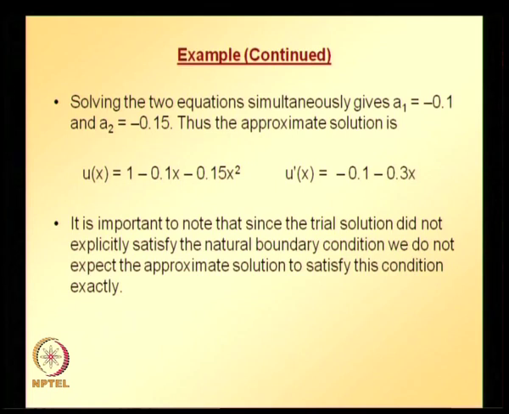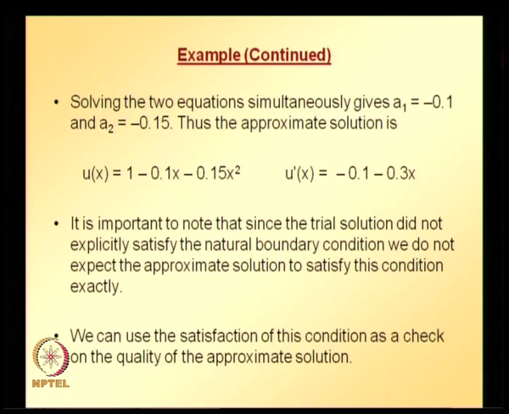Why is it so? Because the trial solution did not explicitly satisfy the natural boundary condition. Okay. So now how can we measure the solution accuracy? We can use this condition to check whether the quality of the approximate solution is good or not. So that is what is mentioned there. We can use the satisfaction of this condition, which refers to the natural boundary condition, as a check on the quality of the approximate solution.